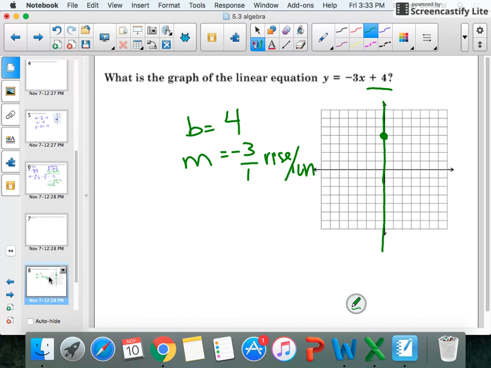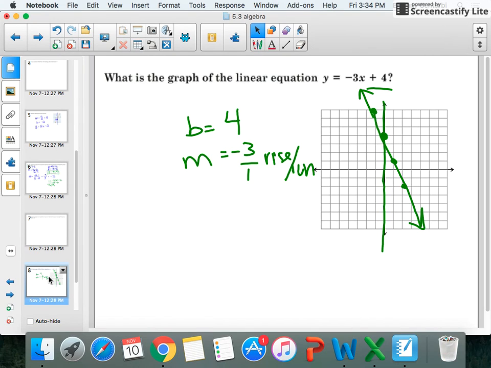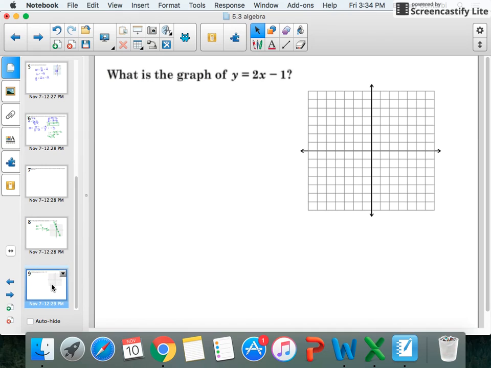negative, so our line is going to go down left to right. So we're going to go down 3, so 1, 2, 3, and then right 1 and plot a point. Down 3 and right 1. And then you can also go up 3 and left 1. And that way you can get a full line there. So then you have a line. So that is our line that has a slope of -3 and a y-intercept of 4. And then for the last one, I want you to go ahead and try to graph that one on your own.